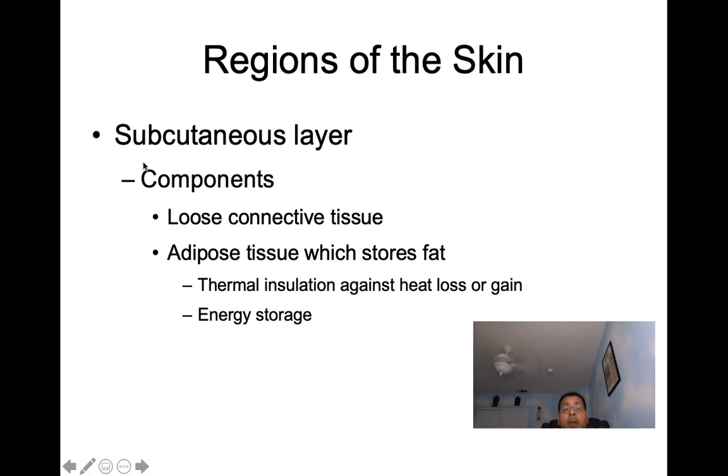Beneath the skin, then, we'll have the subcutaneous layer. The components are going to include more connective tissue. So first, loose connective tissue and adipose tissue, which stores fat, which will then give us thermal regulation and energy storage.